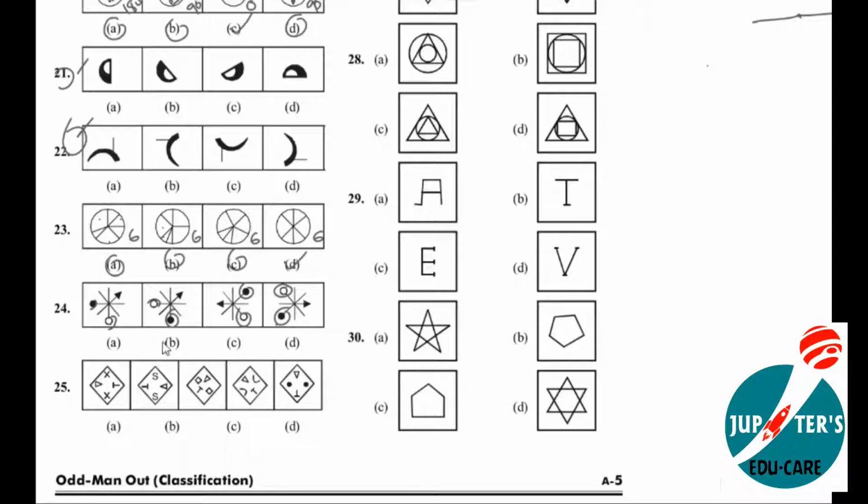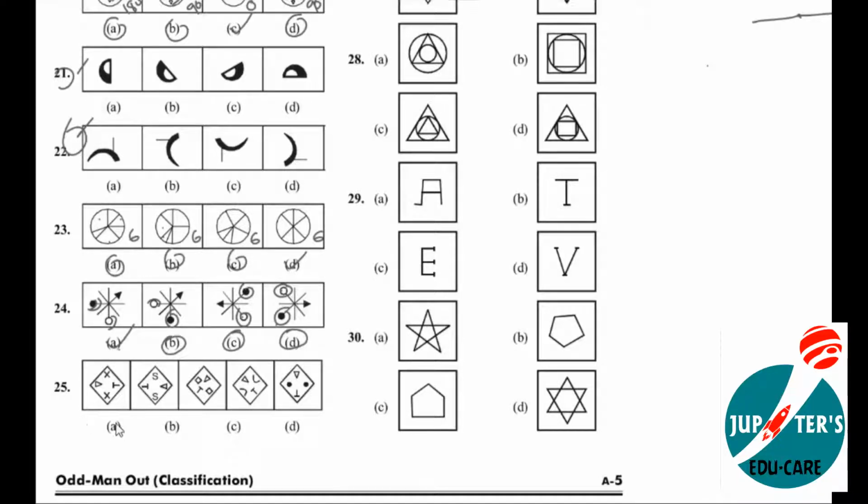Students, observe carefully. In options B, C and D, we have a non-shaded circle on the arrow's left side and a shaded circle on the arrow's right side. See, left side non-shaded, right side shaded, left side non-shaded, right side shaded. So in option A, arrow left side we have shaded and right side non-shaded. So option A is our answer.